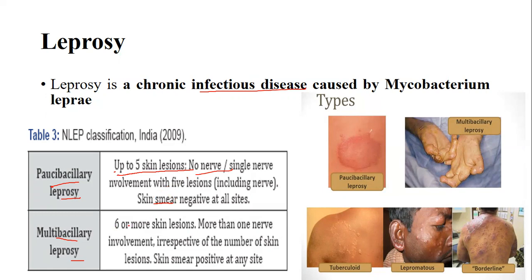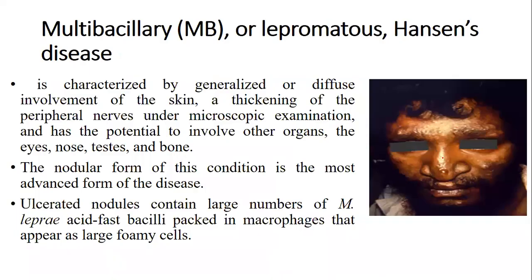Whereas in multibacillary leprosy, 6 or more skin lesions can be seen. Then there will be some nerve involvement, and the patient will have a positive skin smear at any site. If you take samples from lesions on different parts of the body, the skin smear test will be positive. These are some images of paucibacillary leprosy; you can see patches over the patient's body. Then this is a picture of a patient with multibacillary leprosy.